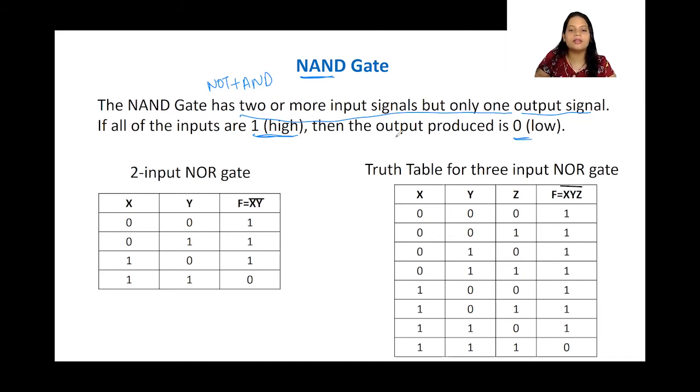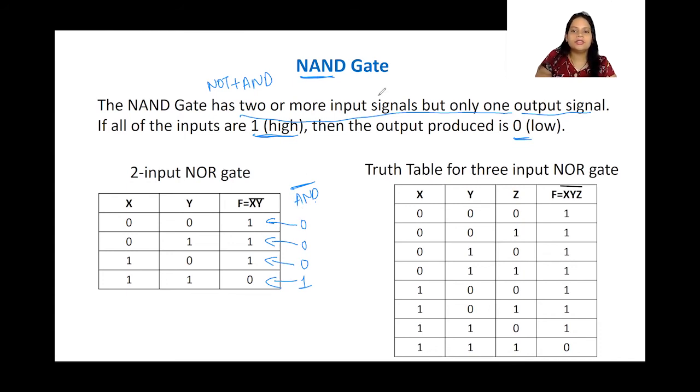Usually, what is the truth table of AND? Whenever there is either a 1 or a 0 in the input, the output is going to be 0. Only when both the inputs are 1, we get 1, isn't it? But here it is the complement of this. So the complement of 0 is 1, 0 is 1, 0 is 1, 1 is 0, isn't it? So the NAND gate is the complement of the AND gate, right?